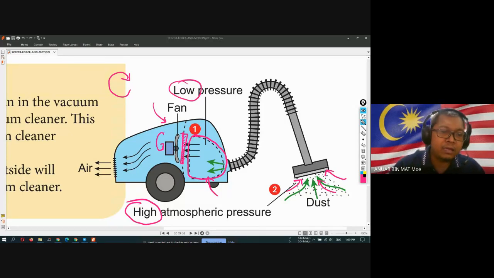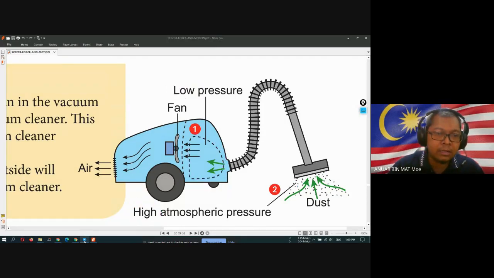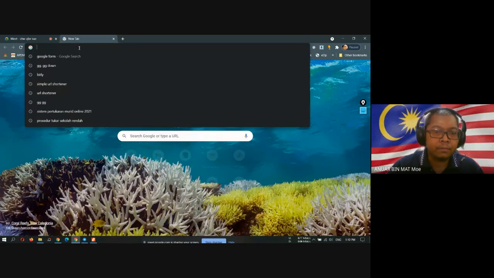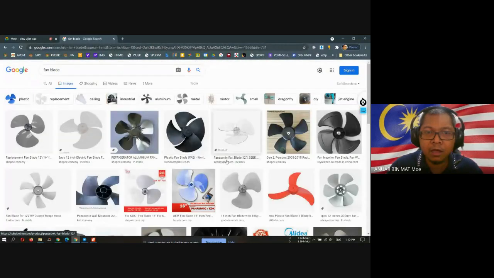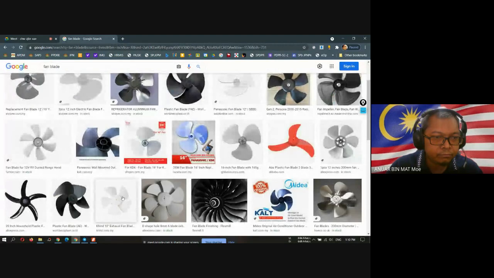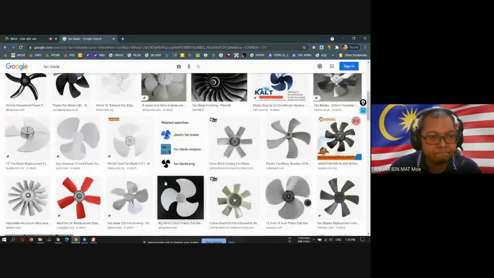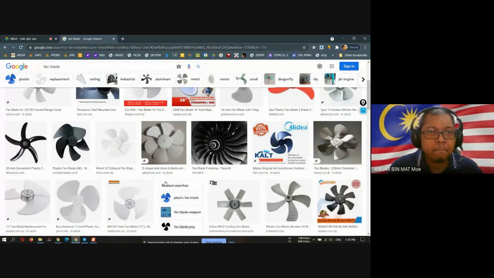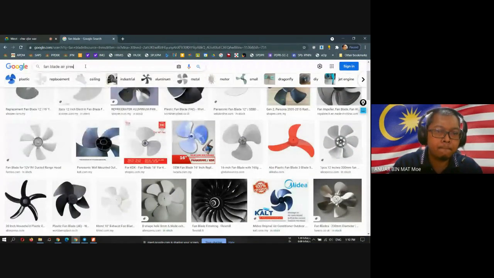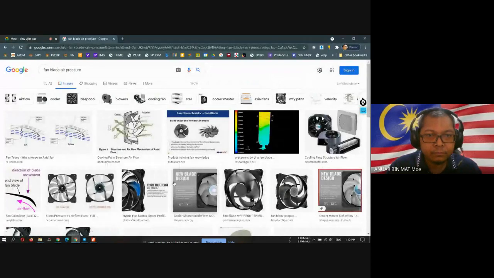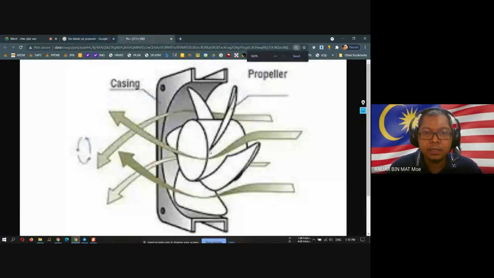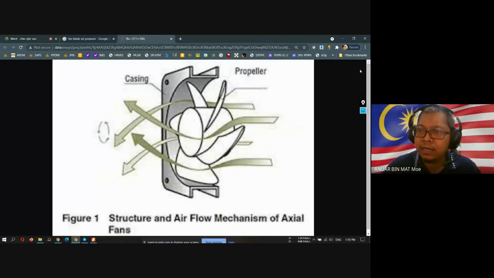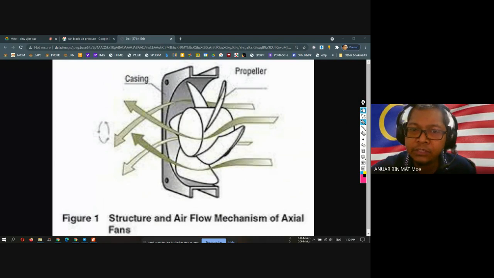Because if you look at the picture of the fan blade, this is an example of a typical fan blade. Yeah, okay, I will take this picture. For example, because of the fan blade over here, class, the fan blade has a special shape.